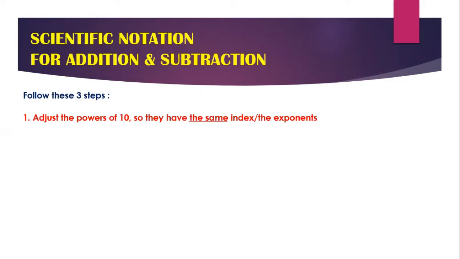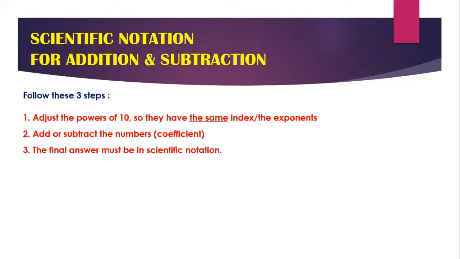Number 1, adjust the powers of 10 so they have the same index or the same exponent. Number 2, add or subtract the numbers or coefficients. And number 3, the final answer must be in scientific notation.